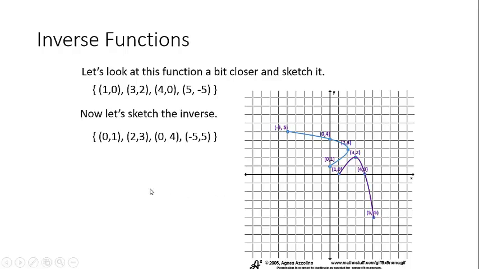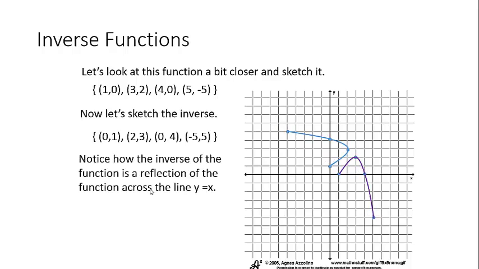And notice what we have found. We have found a relation that is reflected across the line y equals x. If I fold my paper across this line, y equals x, I will have a mapping or a stamped picture of my original function.